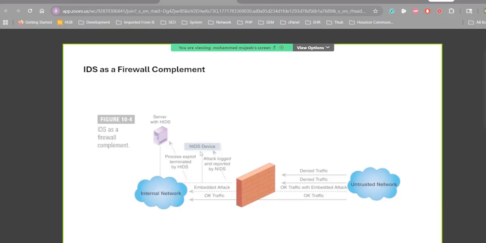Most companies deploy network IDS and host IDS at the same time. They want to have double controls, two types of controls. This is called double protection, double controls. So it's not only at the network level that you're protecting from external attacks, you're also protecting at the server level from attacks. Okay.